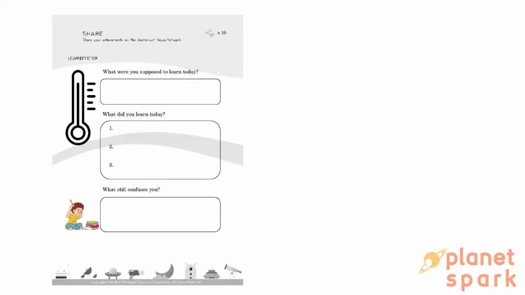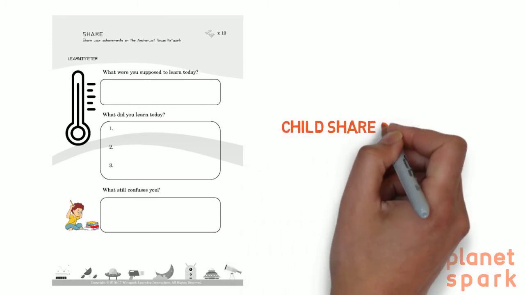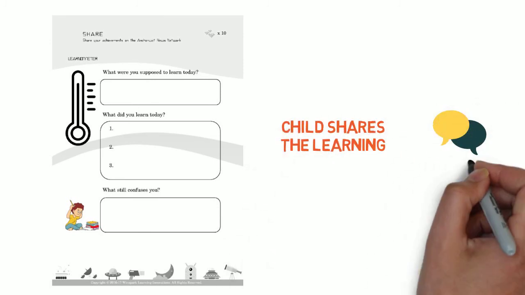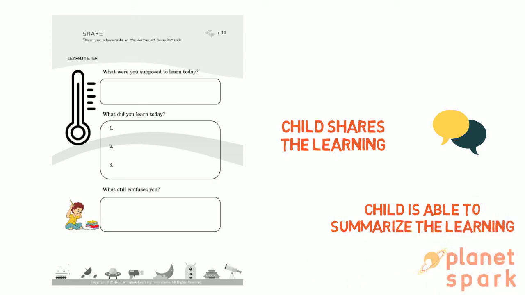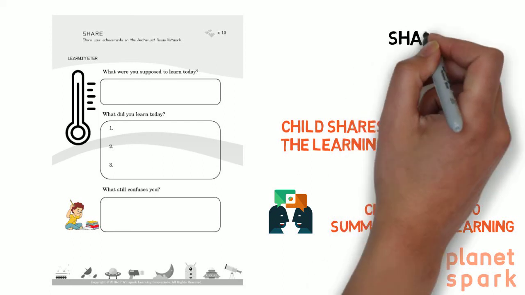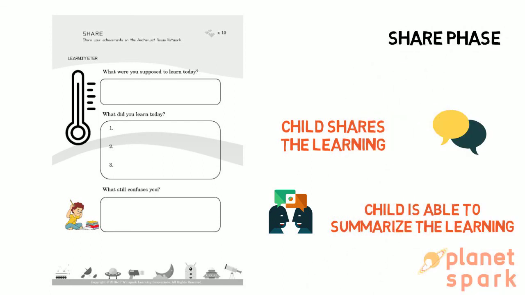Finally, this is the last page of the student module and it follows the practice phase. After the practice phase, the child answers 3 simple questions to share the learnings with the teachers. The teacher's role here is to make sure that the child is able to summarize and recapitulate the learnings of the module on this page. This is called the share phase.